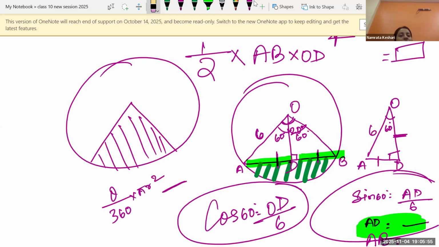So whenever you have to find the area of the sector, it's really simple. Sector area is really simple. Just use the formula. But when you have to find the area of the segment, these many steps you have to do. And if you are clear with trigonometric ratio, if you have done some application of trigonometry, then these are not at all difficult.